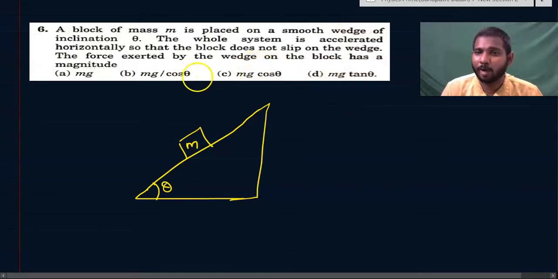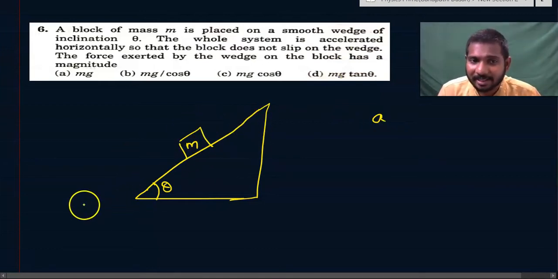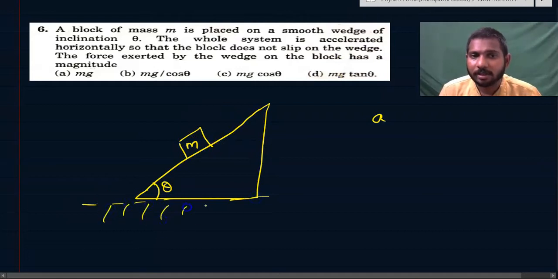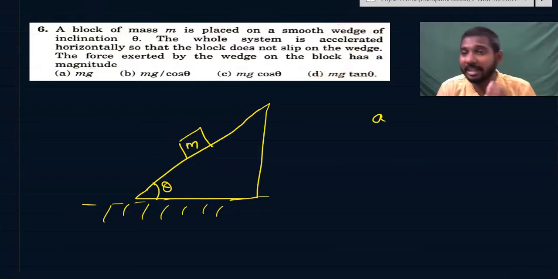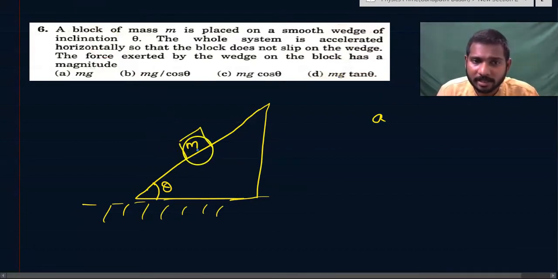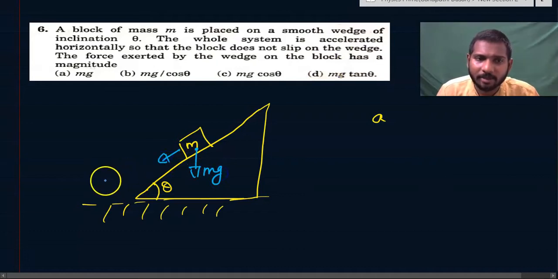First we need to find out what is the acceleration with which the wedge should be accelerated so that the block will not fall. It's on a smooth wedge. For any question, my dear students, you need to find out the free body diagram, then only your problem becomes easy. Should not slip. So what is the free body diagram? There will be mg along the incline, there will be mg sin theta.